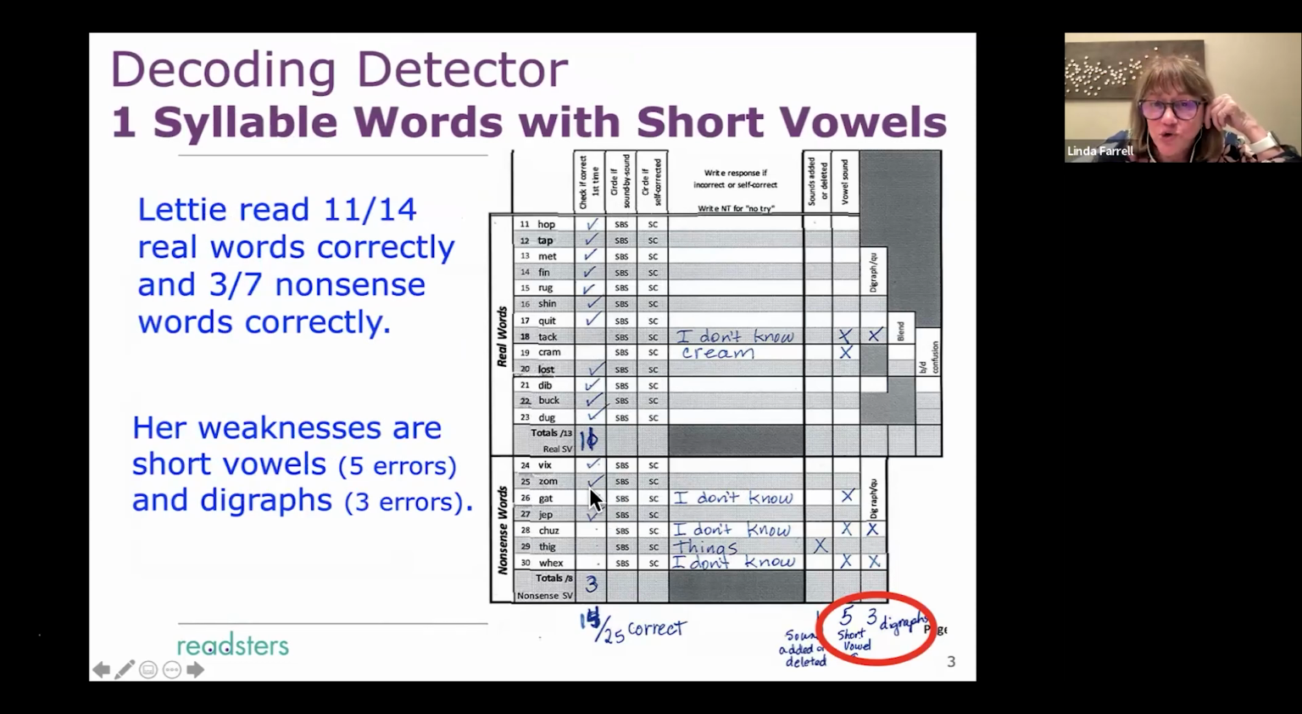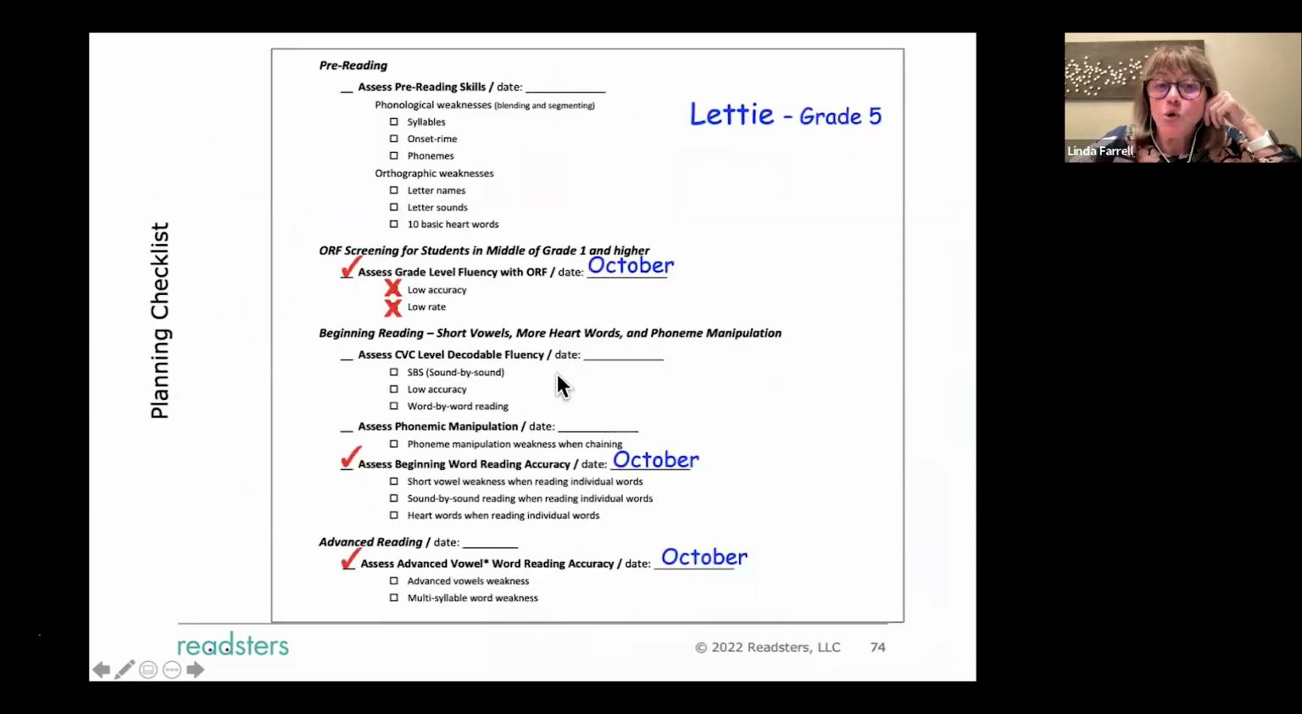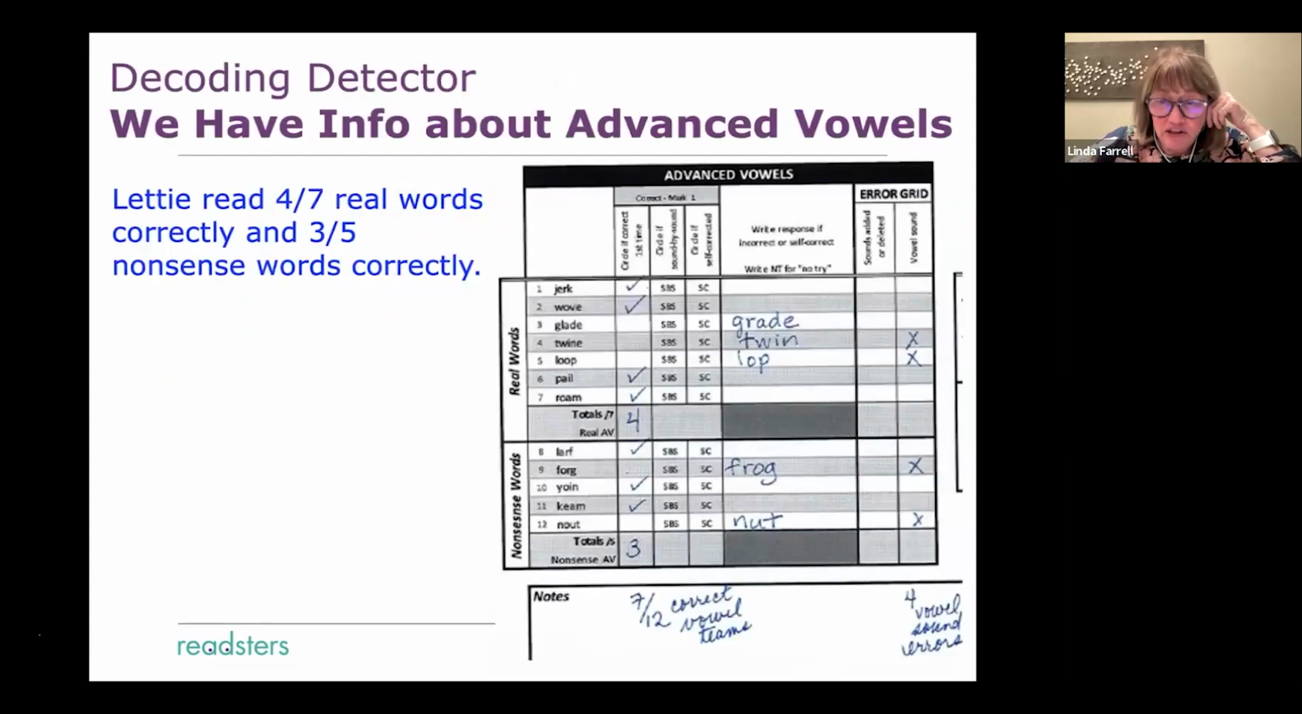Here's where it really shows. We had her read nonsense words. When she came to gat, she said, I don't know. So she can't read words that she doesn't know the meaning of, or that she hasn't seen before. And boy, that becomes increasingly difficult. So clearly we've got to start with short vowels with her. So she's at the beginning reading stage. I hope you see how we learned that.